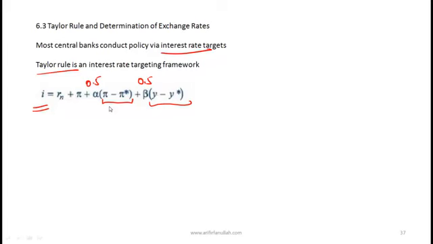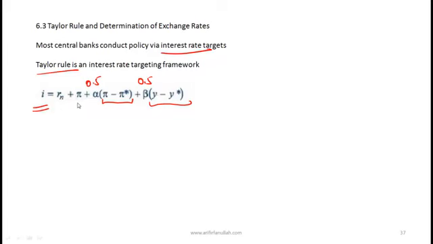Imagine scenario 1 where the economy is in equilibrium and the current inflation rate is equal to the target inflation rate and the output is equal to potential GDP. So the economy is stable and at equilibrium. In that case, the interest rate set by the central bank is simply the current neutral real interest rate plus the inflation.